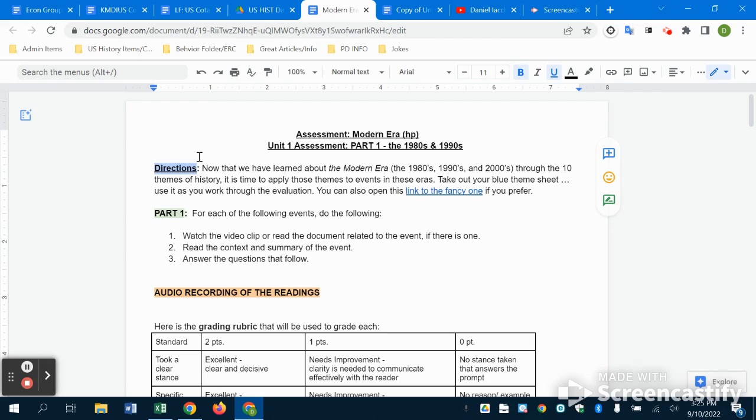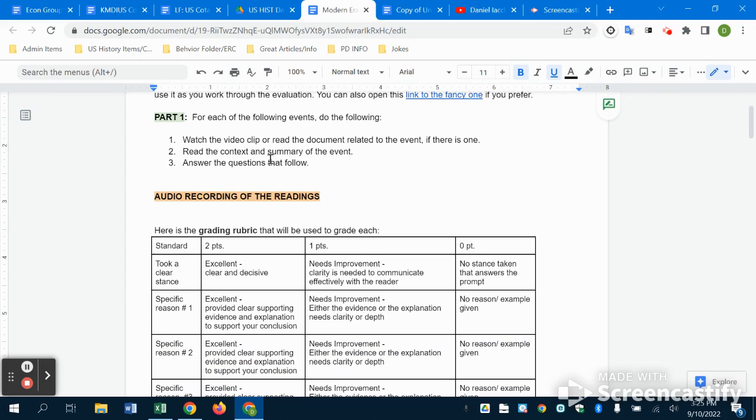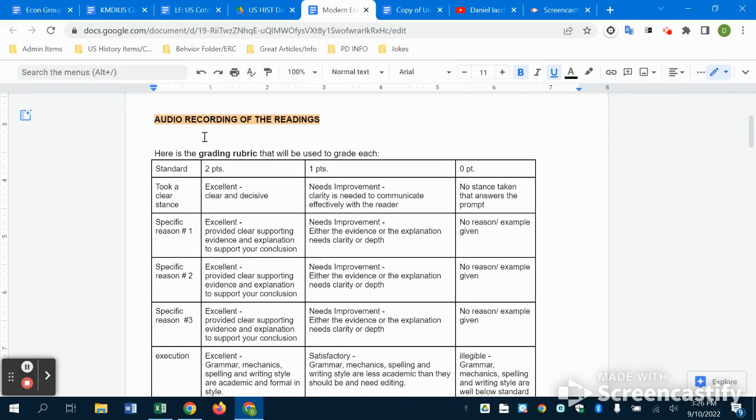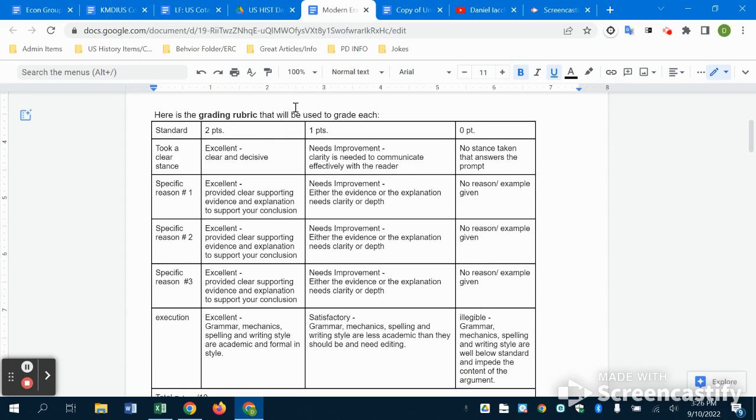The blue words are a link to a PDF. If you want to use that, use it. We are going to watch the video clip or read the document related to the event, read any context and summary of the event, and then answer the questions. Hopefully you obviously clicked this already. So here's the grading rubric that'll be used to grade each.